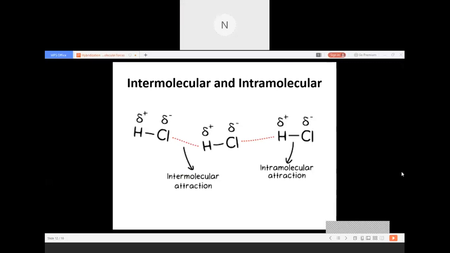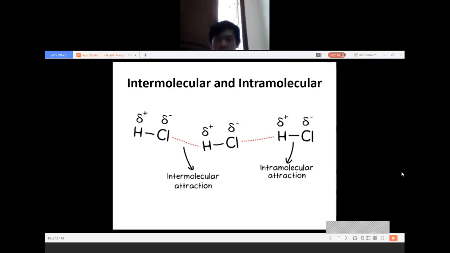Intermolecular forces is the force of attraction between the atoms, but intramolecular forces is within the atom. Okay, so intramolecular forces is between the atoms, but intermolecular forces is between molecules. Okay, and now let's go back to van der Waals and dipole forces.